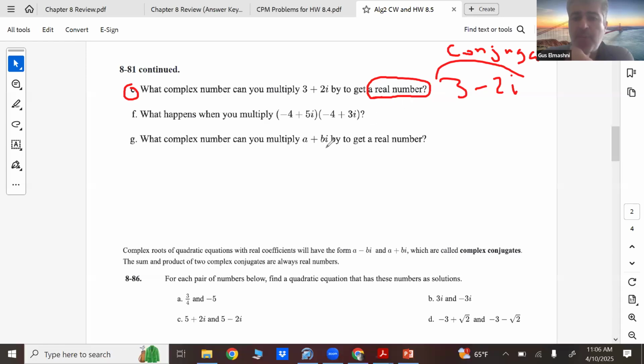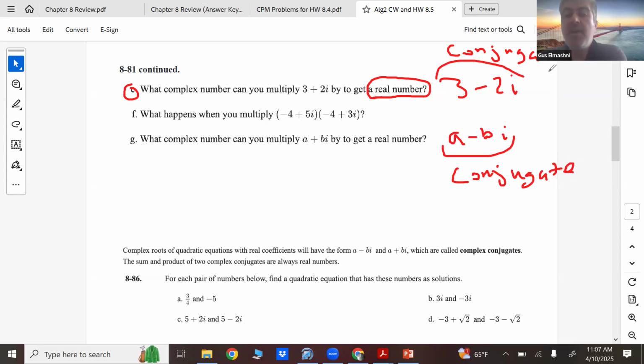For part G, I'll do G before F. Again, you want to do a minus bi. So you always want to do the opposite. Again, we call this the conjugate. Wait, why? What does that do? Because the i's will cancel out. It cancels out the i's. For F, what will happen, I'm not going to do it, but the i's won't cancel.